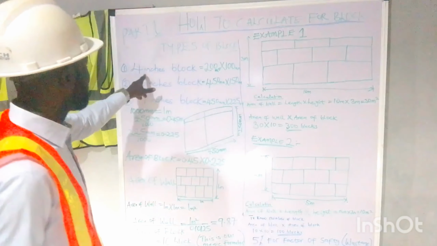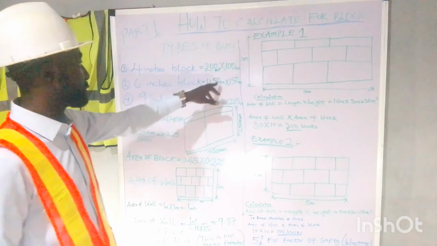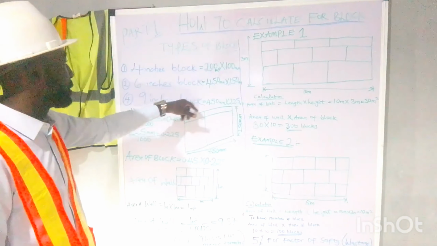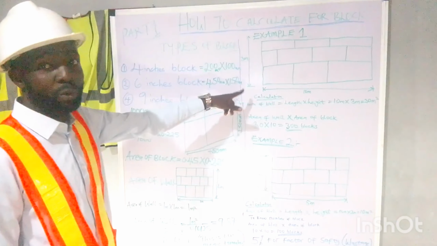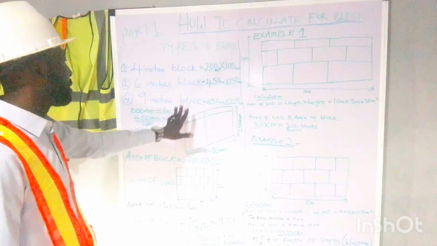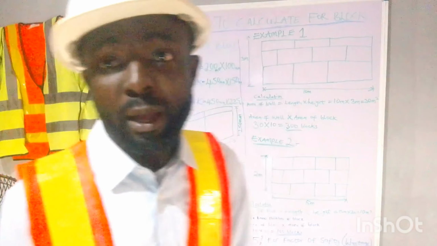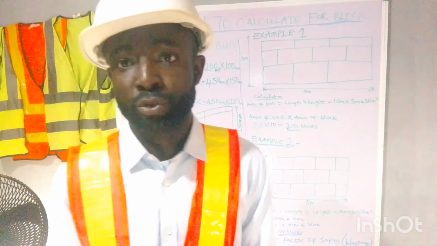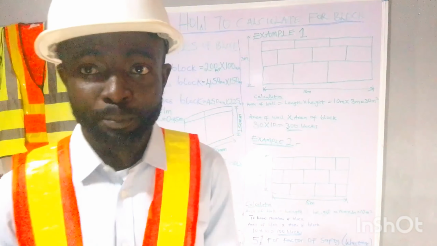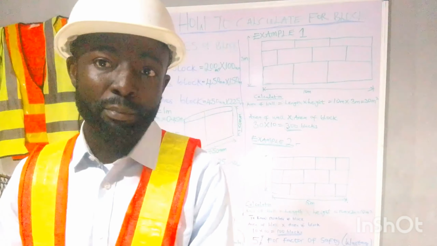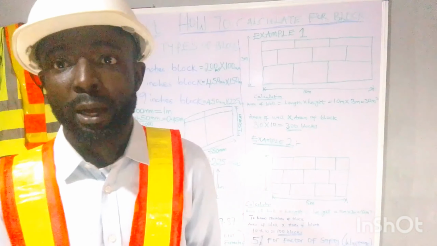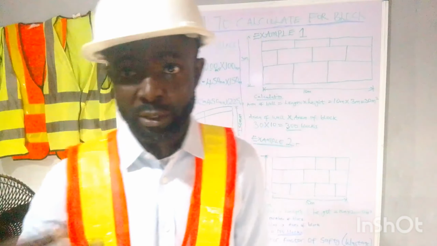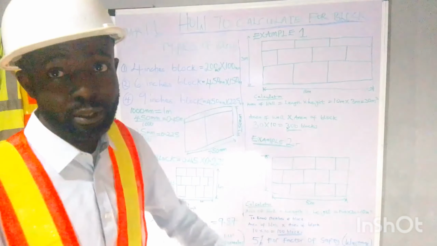First and foremost, we have to know the types of blocks we have in Nigeria. We have the 4 inches block, which is 200 mm by 100 mm, while the 6 inches block is 450 mm by 150 mm, and the 9 inches block is 450 mm by 225 mm. These are the types of block we use in West Africa, like Nigeria, Ghana, Cameroon, Benin Republic, Togo, and in Burkina Faso I once saw something close to this same dimension.